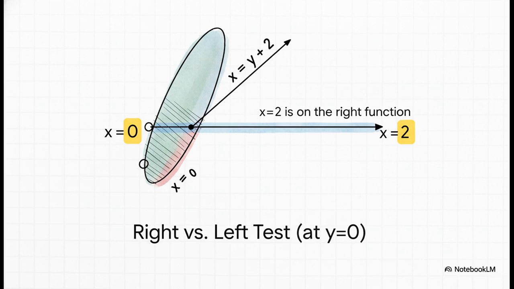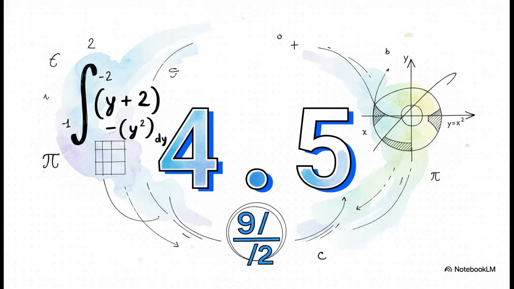For step 2, we're not thinking top versus bottom, we're thinking right versus left. So let's pick a test y value between our bounds, something easy like y equals 0. Plug it in. The line gives us an x value of 2, the parabola gives us an x value of 0, so the line is on the right. Last step, set up and solve. We're integrating from -1 to 2. Inside we have our right function, which is y plus 2, minus our left function, which is y squared, all with respect to dy. Work it all out, and the final answer is 4.5, or 9/2 if you prefer.